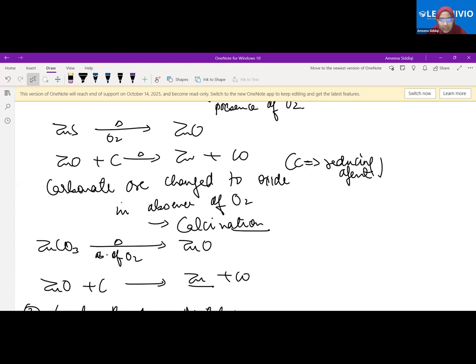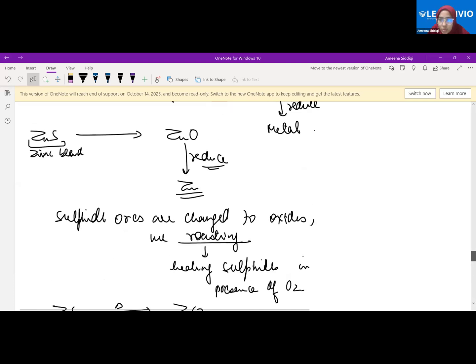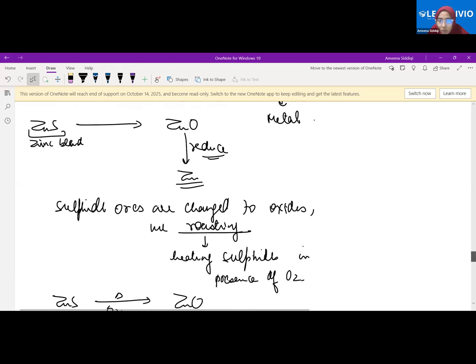Now, second, coming on to the moderately reactive metals, zinc, iron, copper, all of these, how are they reduced? How are they actually extracted? Through reduction. Now, what is actually reduced? The oxide is reduced. What is used as the reducing agent? Carbon is used as the reducing agent. But to change them to their oxides from their sulfides or carbonates, what are the different methods used? Either it is calcination or roasting.